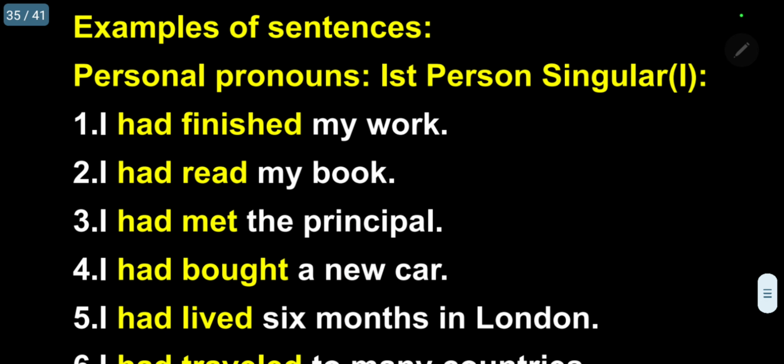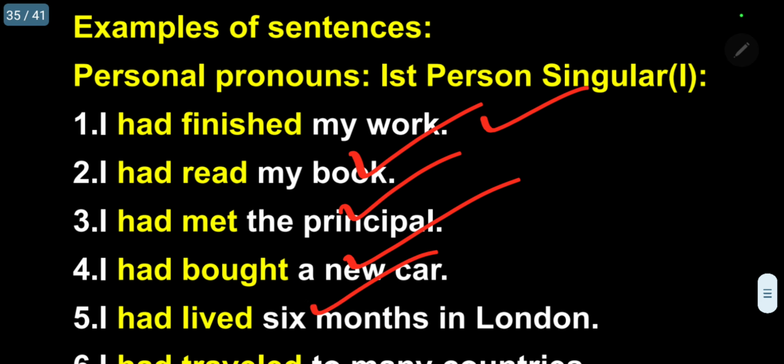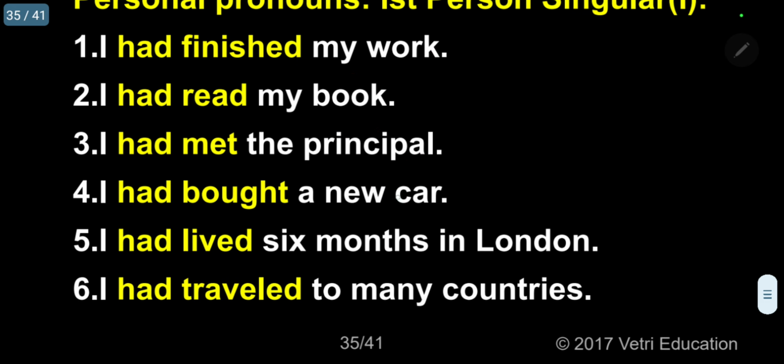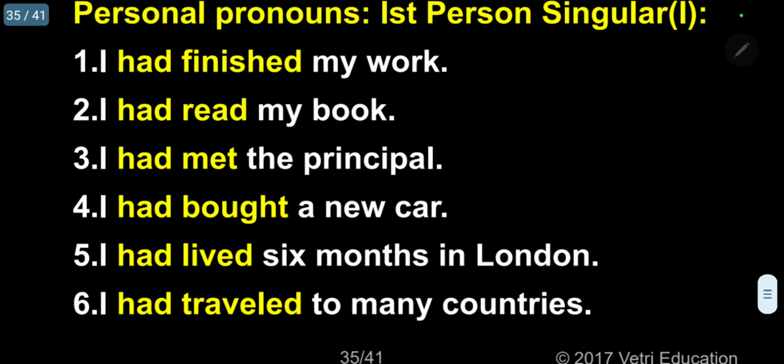So let me come back to our example. First sentence: I had finished my work. Simple verb, ed added. I had read my book. Read, past participle. I had met the principal, irregular verb, so V3 verb. I had bought, V3 verb, that is irregular. I had lived, ed added, ending with E. I had lived 6 months in London. Now, I had traveled, ed added.